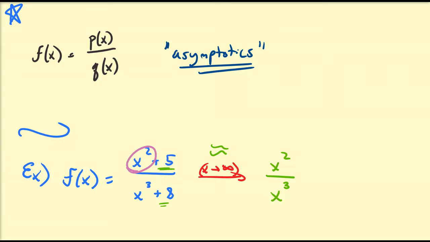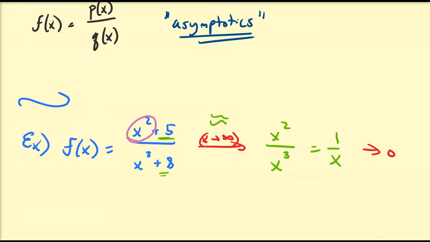So x squared divided by x cubed, we have 3 x's on the bottom, 2 x's on top, which we know reduces to just 1 over x. And as x goes to infinity, we know that this expression goes to 0. Now this is just a consequence of the rational asymptote theorem that we discussed in the previous video for rational functions. That is, if the degree of the top is less than the degree of the bottom, then as x goes to infinity, f of x will tend to 0. That means 0 is a horizontal asymptote for the function f.